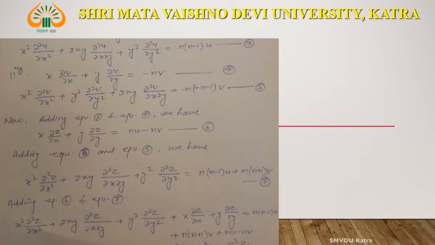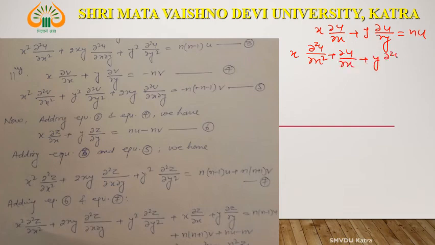Again, differentiating equation 1 with respect to x, right? x ∂u/∂x plus y ∂u/∂y is equal to nu. Now differentiating this, x ∂²u/∂x² plus ∂u/∂x plus y ∂²u/∂x∂y is equal to n into ∂u/∂x, right? Take this term this side, (n minus 1) ∂u/∂x, right?